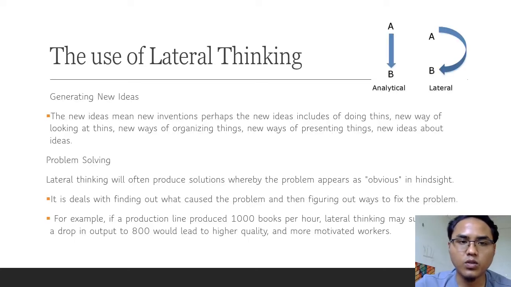Okay, now we go to the uses of lateral thinking. Lateral thinking is the mental process of generating ideas and solving problems by looking at a situation or problem from a unique perspective. It is the ability to think creatively or outside the box. So, the uses of lateral thinking generally have two, which is generating new ideas and solving the problem.